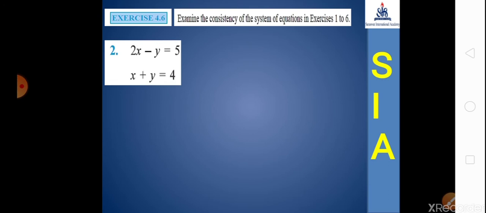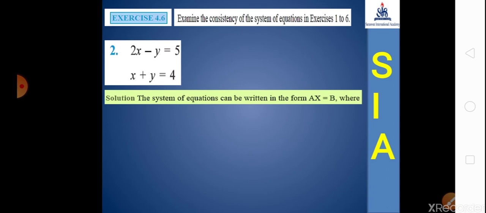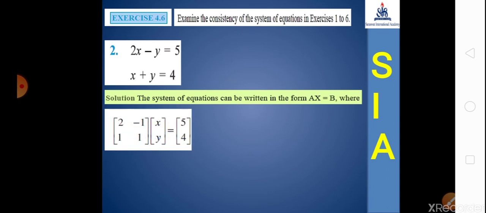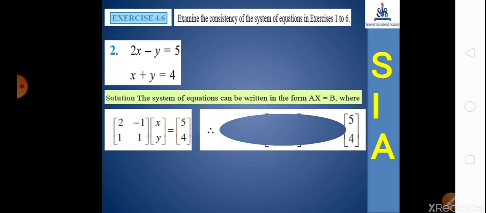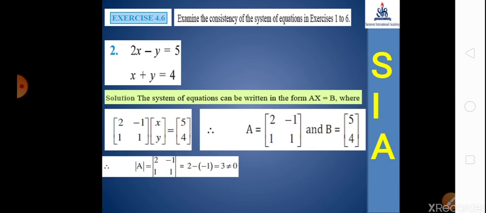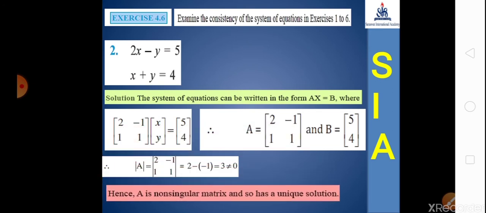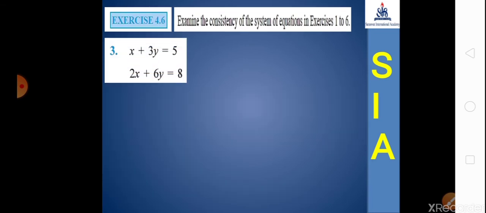2 minus 1, 5, x plus y and 4. So similarly apply AX equals B, converting and writing in the form of x and y. So A is ready, B is ready, and check whether determinant A is equal to 0 or not. Yes, it is non-zero. So I write down that matrix A is a non-singular matrix and so has a unique solution. That's why.